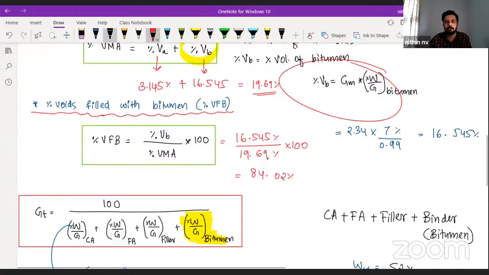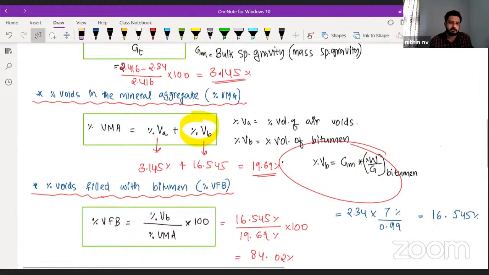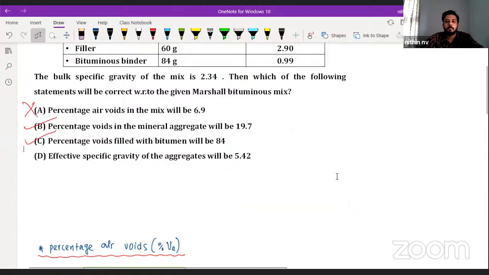So we get 84.02. Whatever answer you are getting, please comment there. So 84 point something, yes. So C is also correct now. Perfect. Thanks for commenting.